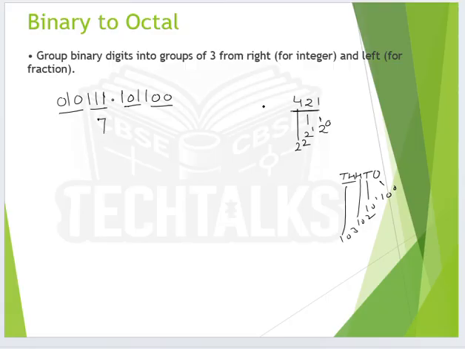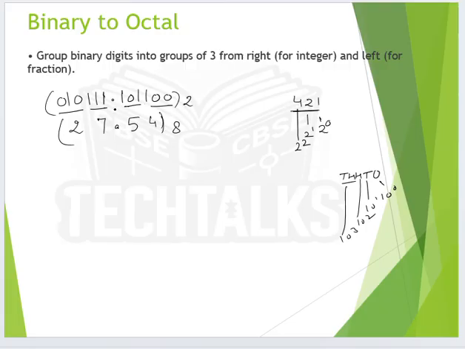Next is 0, 1, 0. So 4 is 0, 2 is 1 and 1 is 0. So it is 2. So this is 2 point. Now again go with 1, 0, 1. It means 4 is 1, 2 is 0 and 1 is 1. So 4 plus 1 is 5. And this is 1, 0, 0. So 4 is 1, the rest all are 0. So it is 4. Now this is the octal equivalent of this binary number.